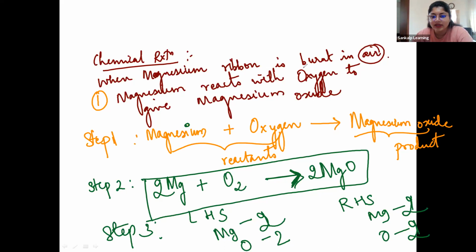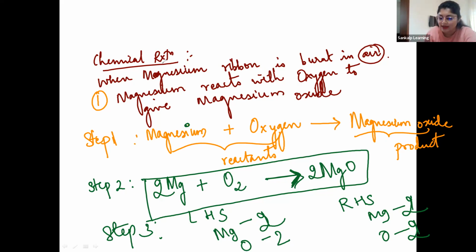So Mg in both cases was first 1 and 1. Then I balanced oxygen, and there it became 2. So the number of Mg atoms on the RHS then became 2. To balance that, I added 2 on the Mg. So this is balancing; I have just multiplied by 2. So 2 Mg plus O2 giving you 2 MgO. This is a balanced equation.